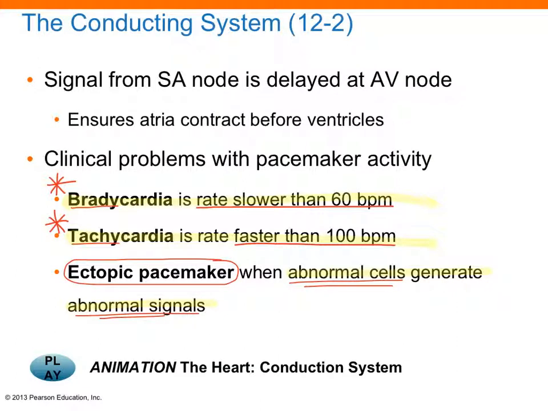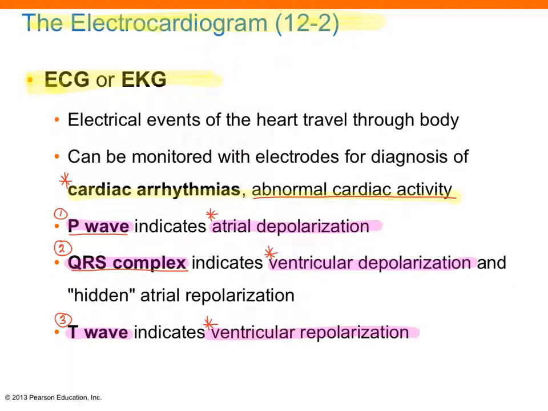Sometimes we have clinical problems with pacemaker activity. Bradycardia is a heart rate slower than 60 beats per minute. Tachycardia is a heart rate faster than 100 beats per minute. An ectopic pacemaker is when abnormal cells generate abnormal signals. We can measure our heart activity with an ECG or an EKG. It records the electrical events of the heart. There are things called cardiac arrhythmias, or abnormal cardiac activity.